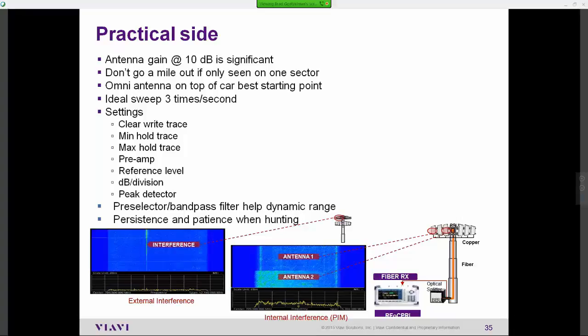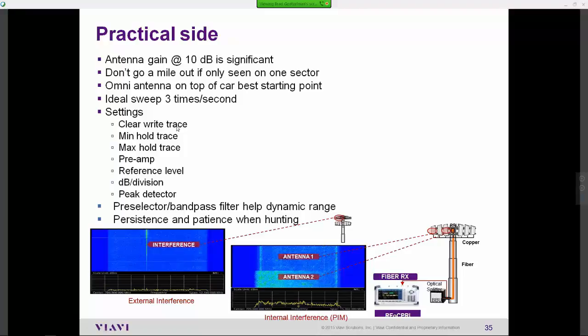One of the ideal sweep times, as you're lowering your resolution bandwidth or choosing between swept tune versus FFT for your sweep, is ideally at least 3 updates per second. So here are some of the settings which are key to a spectrum analyzer.